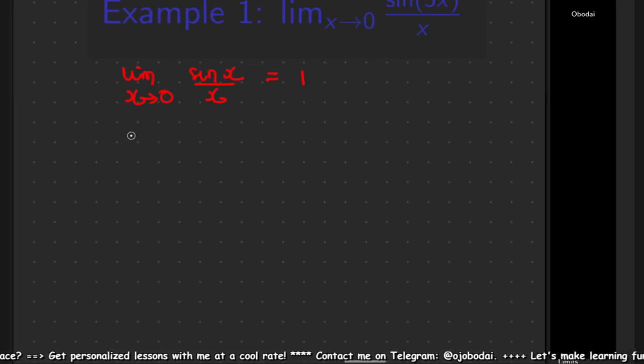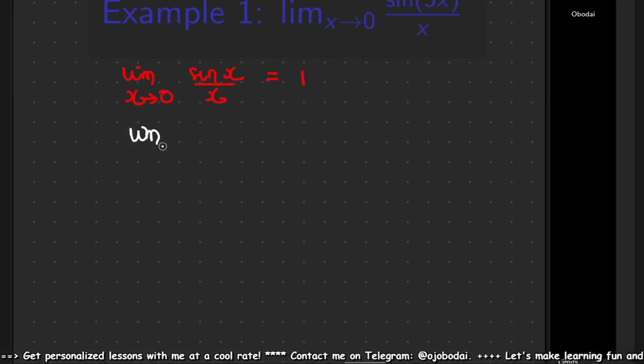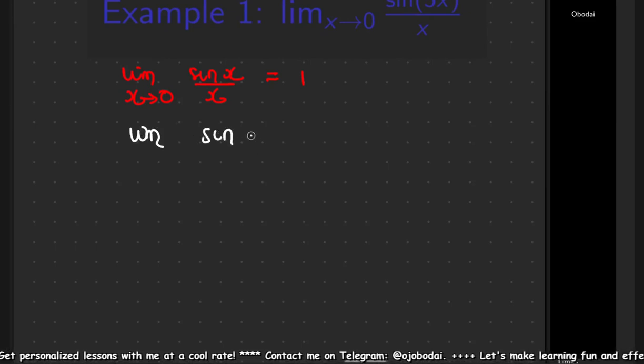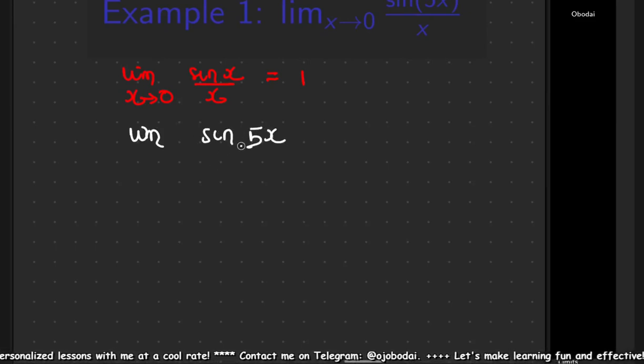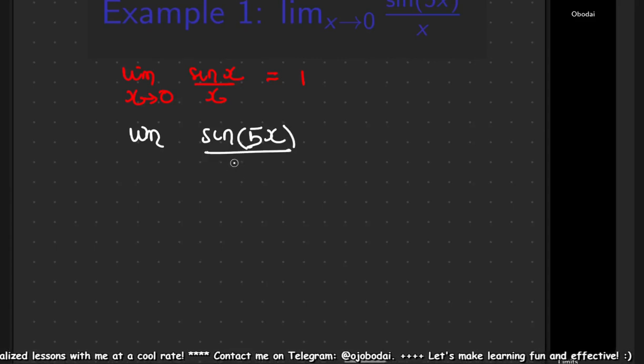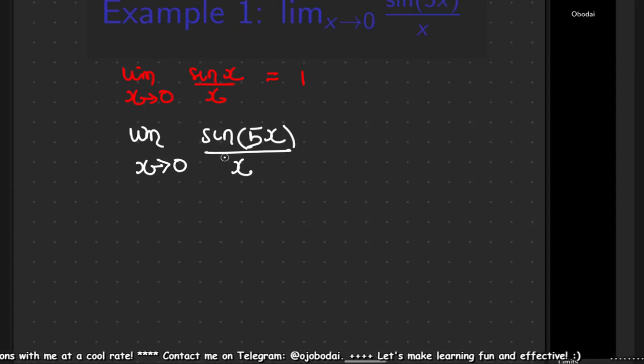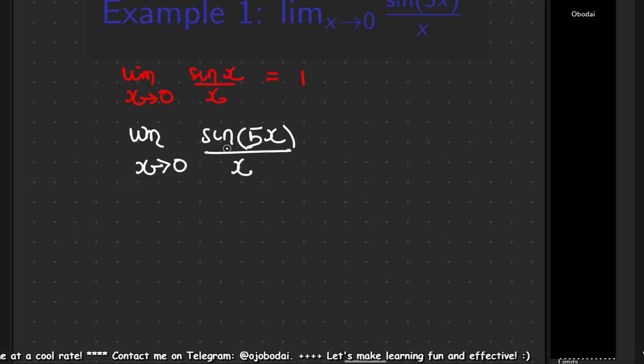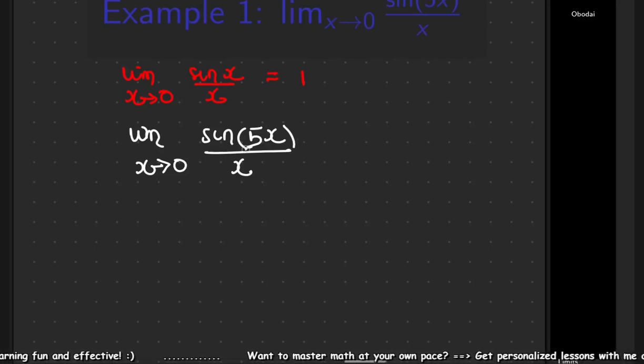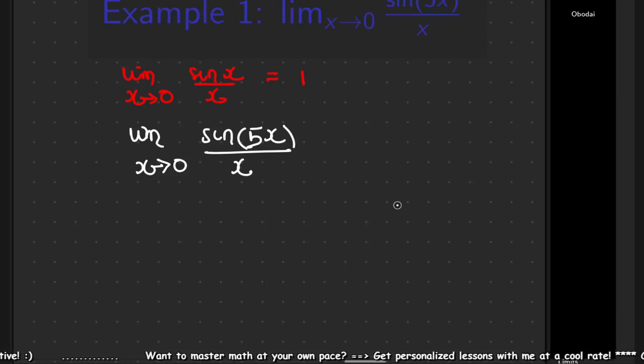So our question is, we want the limit of sine 5x over x as x approaches 0. What we have here as the denominator is not the same as what we have as the numerator. So we need to transform it to look like that. And how do we do that? You should know that if we multiply this whole thing by 5 and divide it again by 5, it will still yield the same answer.